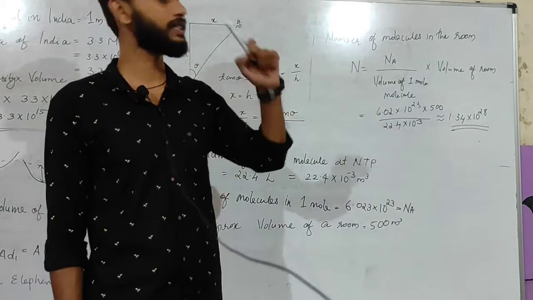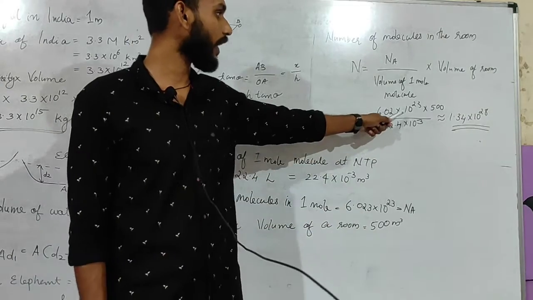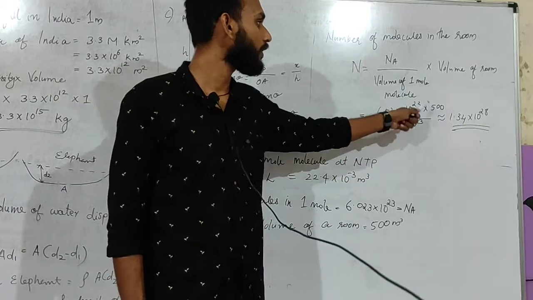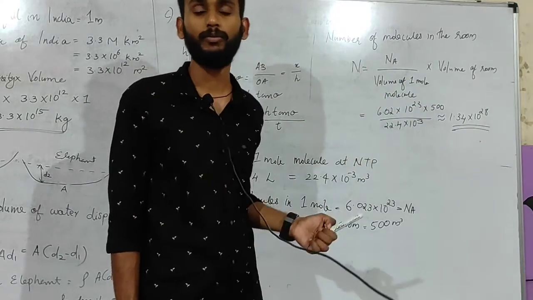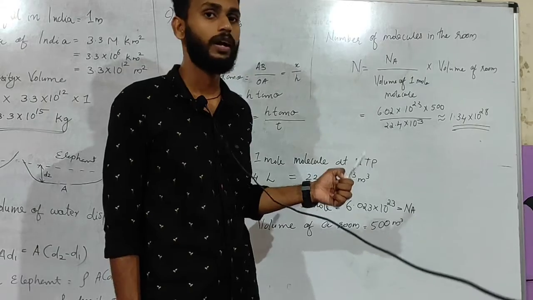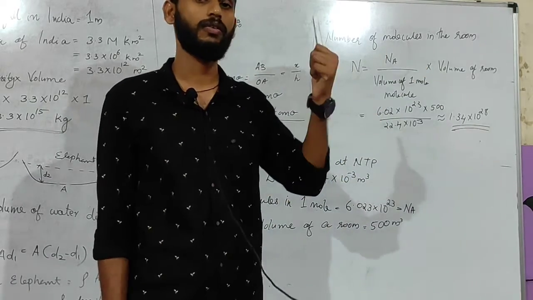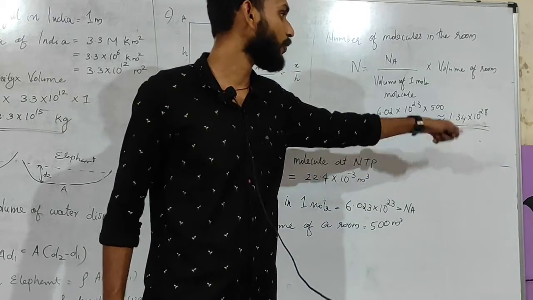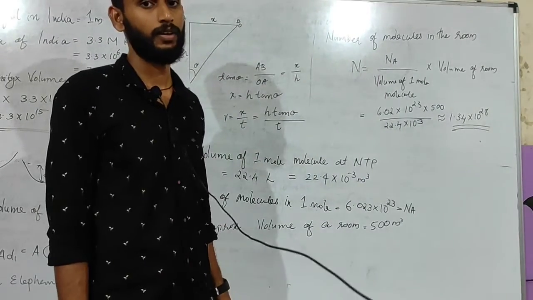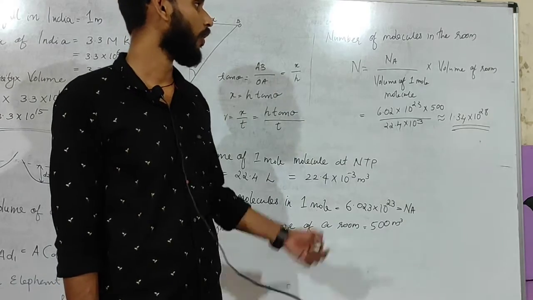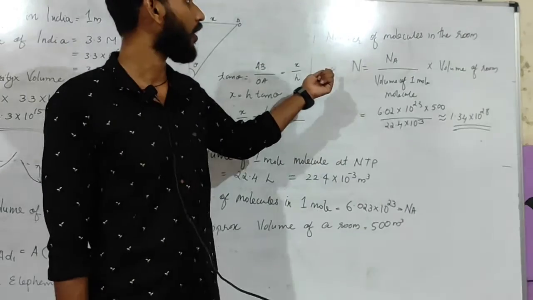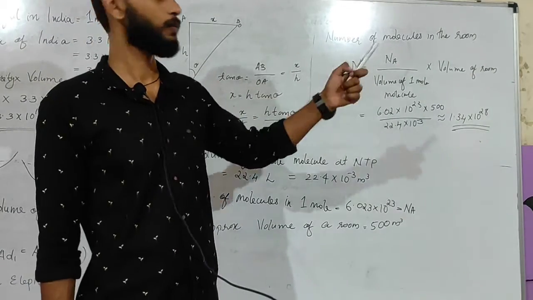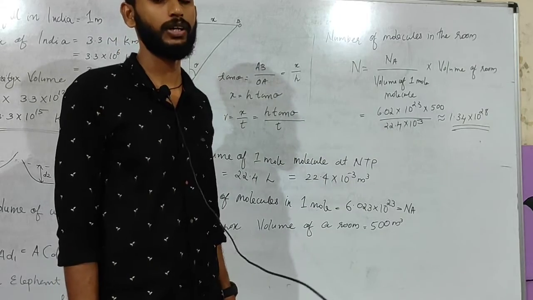The volume of the room is considered as 500 meter cube. So if you multiply the number of molecules in 1 meter cube by 500, you will get the number of molecules in the room, in the volume of 500 meter cube. That is approximately 1.34 into 10 to the power 28. That is the approximate value of the number of molecules in 1 room of volume 500 meter cube.